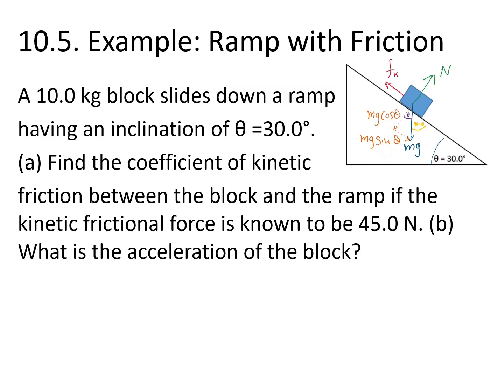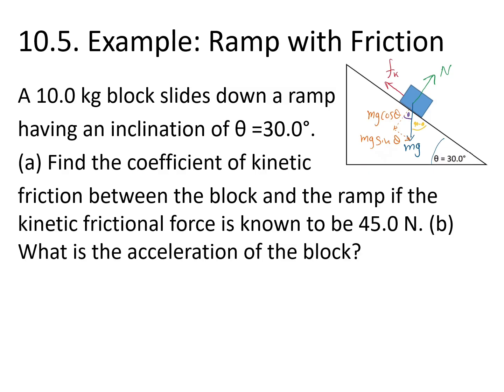Because the block is sliding, the friction is kinetic friction, not static friction. The block slides down the ramp, so kinetic friction acts up the ramp. As usual, for incline problems, we choose our axis so that the x-axis is parallel to the ramp and the y-axis is perpendicular to the ramp. This choice makes the motion one-dimensional along the ramp.